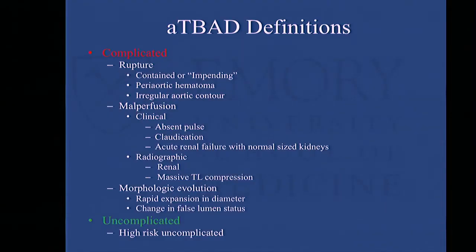Now, malperfusion is a clinical diagnosis, but there's also radiographic findings. And malperfusion, a patient can have a pulse in a leg and still have malperfusion, because there's a spectrum. They can have malperfusion but not be ischemic, and we've seen that a lot. Compared to the other side, their pulse is thready, it's not quite right. They can have claudication. They can have acute kidney injury with normal-sized kidneys.